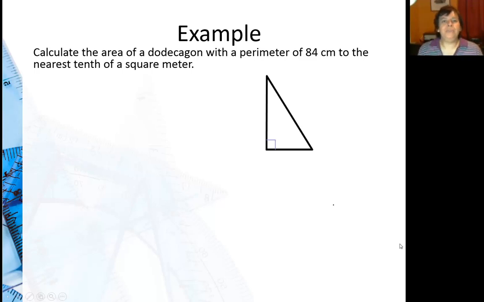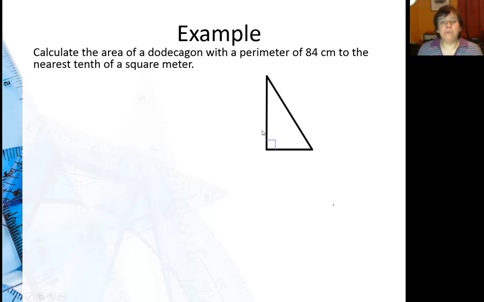I have one extra example I wanted to add on finding the area of a regular polygon. So in many instances, you're going to be given the perimeter of the polygon, and you need to determine the side and the apothem. So first, I went ahead and I drew this triangle.